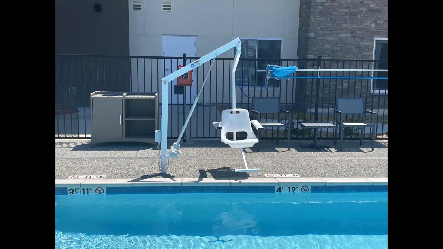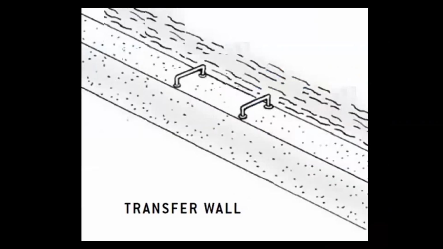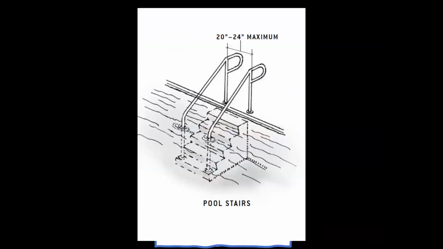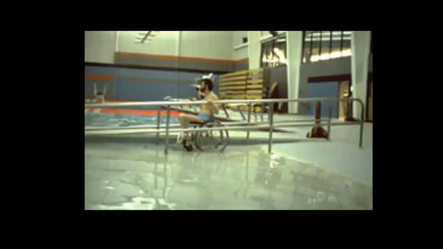Section 242.2 states that at least two accessible means of entry shall be provided for swimming pools. Accessible means of entry shall be swimming pool lifts, sloped entries, transfer walls, transfer systems, and pool stairs. At least one accessible means of entry provided shall be a swimming pool lift or a sloped entry.